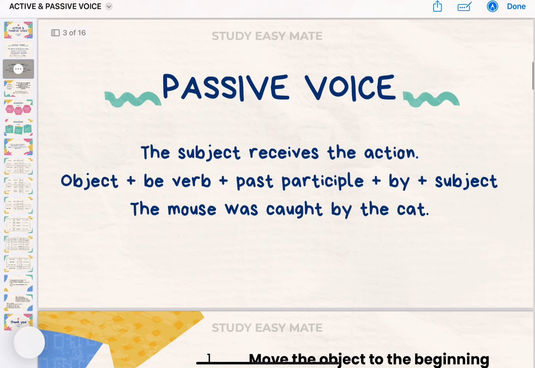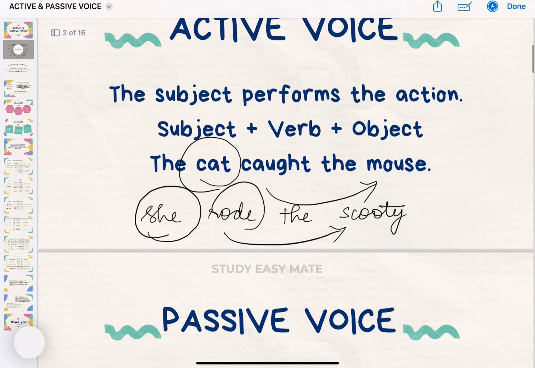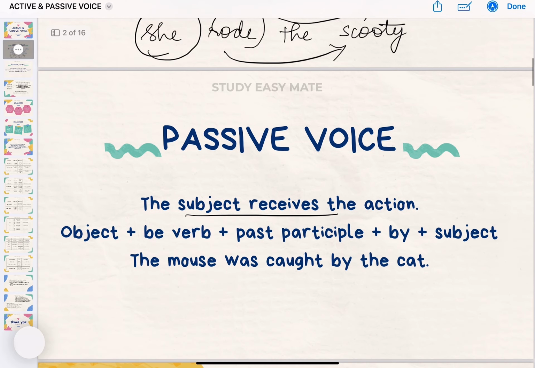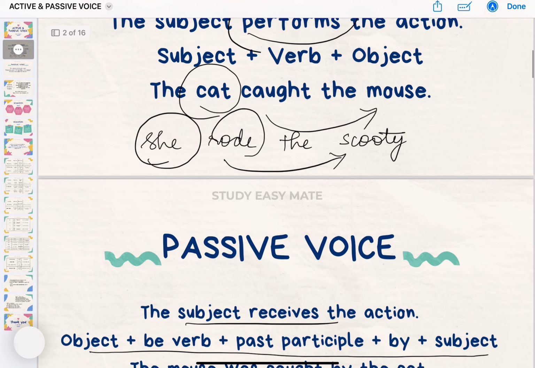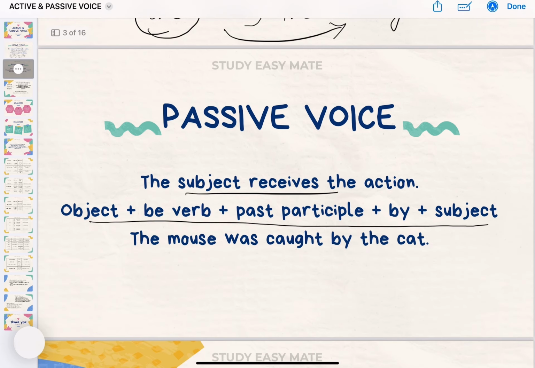So, again, let's come back to passive voice. Here the subject will receive the action. But in active voice, the subject was performing the action. So that is the main difference between active and passive voice. Object plus be verb plus participle plus by plus subject is the format of a passive sentence. The mouse was caught by the cat. So here, the cat caught the mouse. It is written as the mouse was caught by the cat.